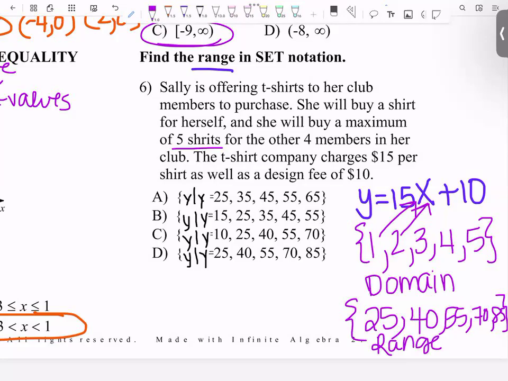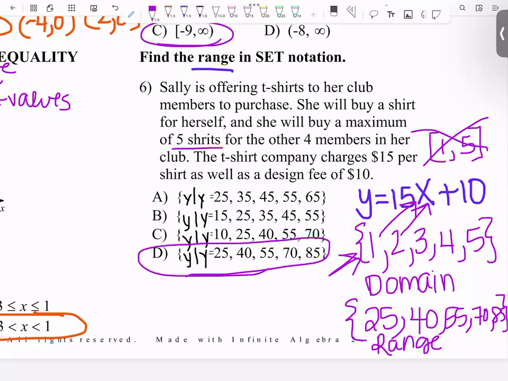We wouldn't use interval notation here because she can't buy 1.5 shirts. So we don't want to say that she could possibly buy 1 to 5 because that includes everything in between 1 and 5. It includes 1.5 and 2.5. So we don't want to write it in interval notation. We want to use set notation since these are whole numbers. And so our range would be letter D.